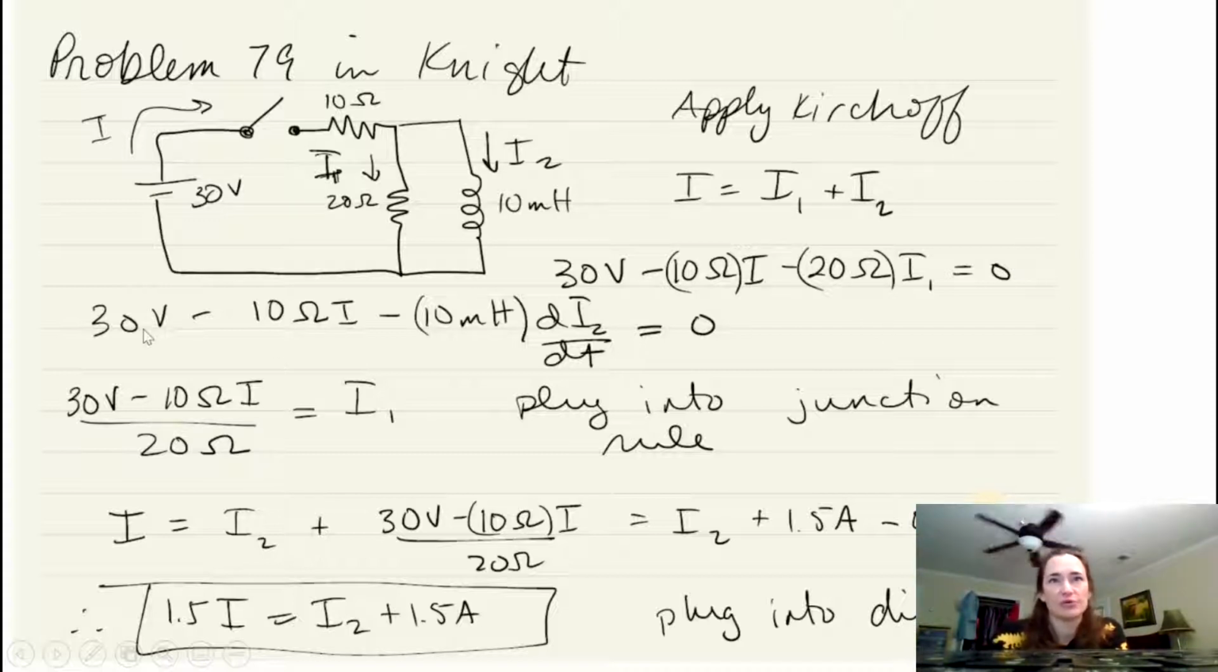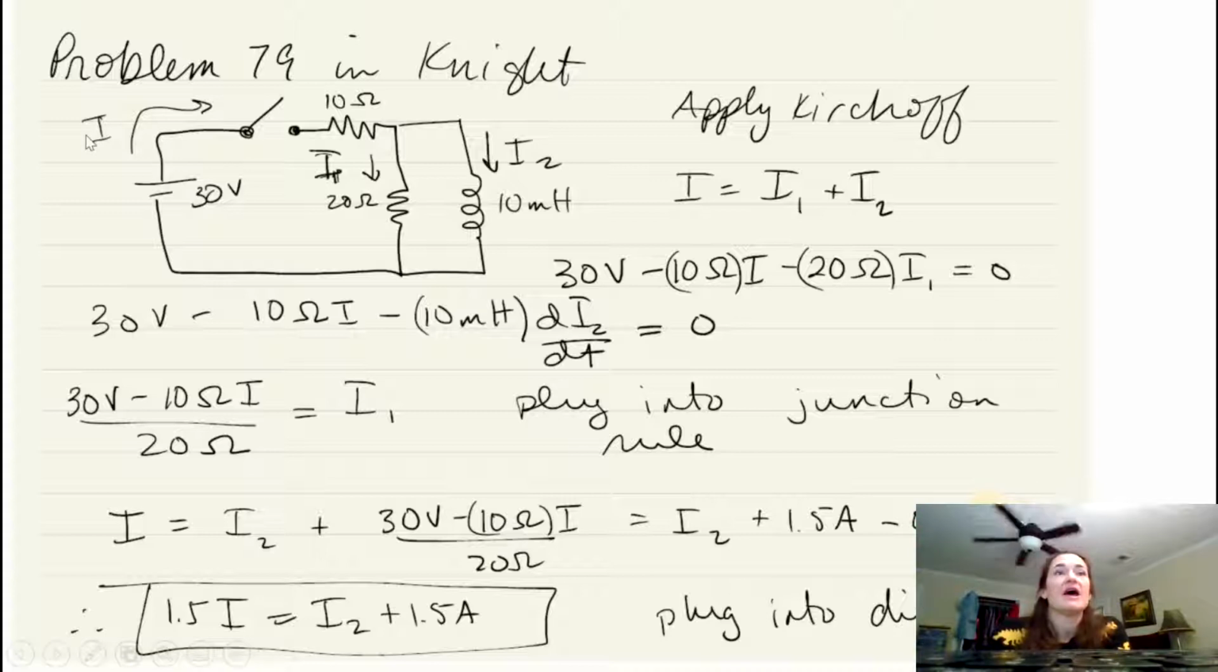Now my second loop rule, the loop I've chosen, goes up through the battery, across to the right through the 10 ohm resistor, down through the 10 millihenry inductor, and then back to the battery. So that's the second loop that I've chosen for my loop rule.